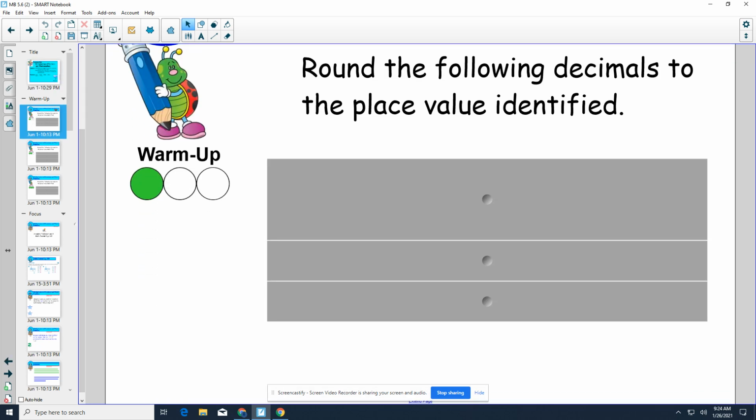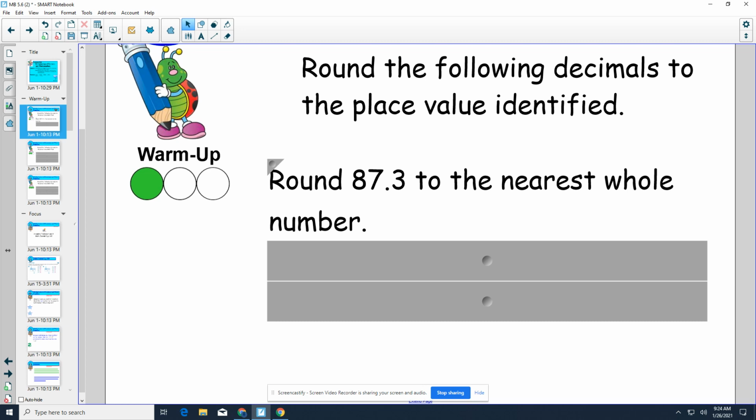To get warmed up, we want to round the following decimals to the place value identified. It says round 87 3/10 to the nearest whole number. A lot of people seem to struggle with this. Remember, the whole number would be the first one here that we're really focused on. Then we go to the right of the place value we're rounding, and 3 tells me to round down. So instead of 87 3/10, it's just 87.